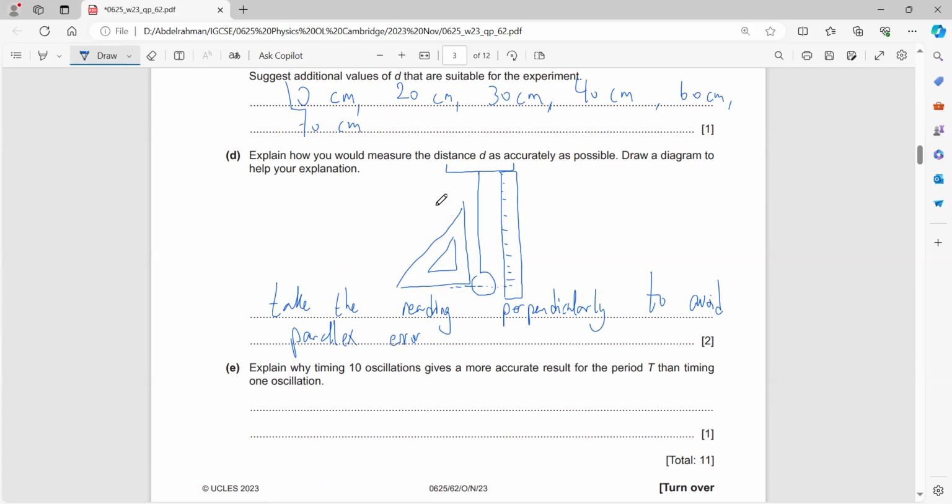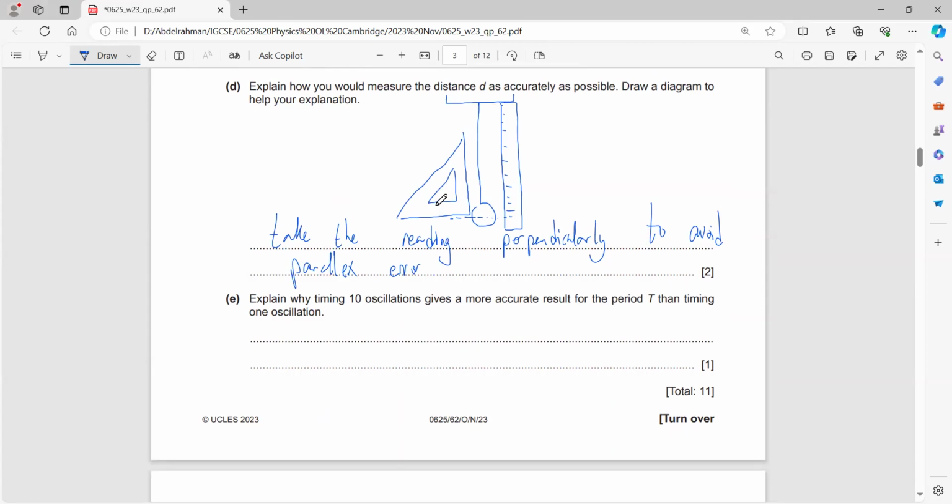Explain why timing 10 oscillations gives a more accurate result. Why does it give a more accurate result than timing one oscillation? Because it reduces the error. It doesn't decrease the error, but it decreases the percentage of the error. Okay?